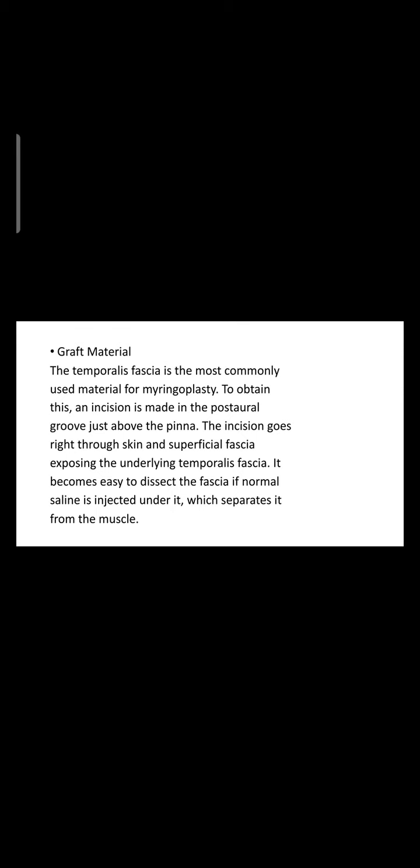Graft material. The temporalis fascia is the most commonly used material for myringoplasty. To obtain this, an incision is made in the postaural groove just behind the pinna. The incision goes right through the skin and superficial fascia, exposing the underlying temporalis fascia. It becomes easy to dissect the fascia if normal saline is injected under it, thereby separating it from the muscle. The fascia is then allowed to dry before use.